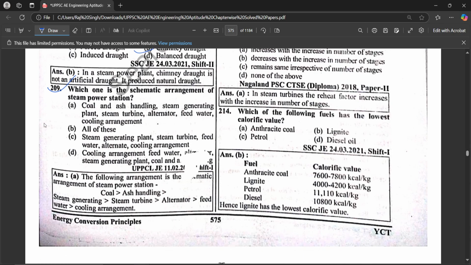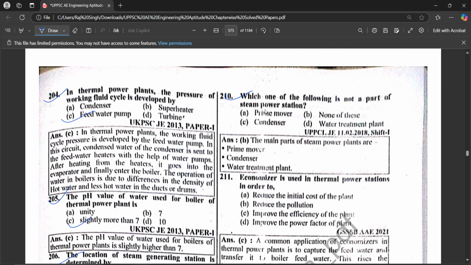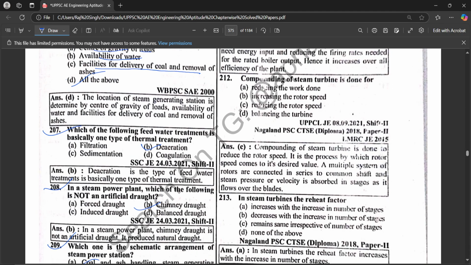Which one is the systematic arrangement of a steam power station? Coal and ash handling, steam generating plant, steam turbine, alternator, feed water, cooling arrangement. Which one of the following is not a part of a steam power station? None of these. Economizer is used in a thermal power station in order to improve the efficiency of the plant. Compounding of the steam turbine is done for reducing the rotor speed.